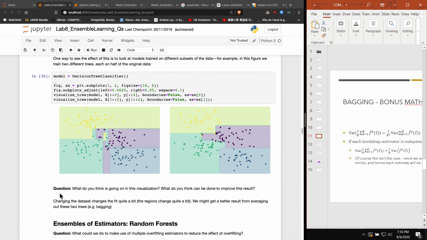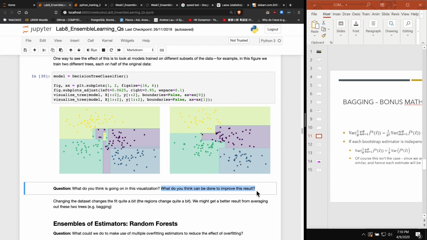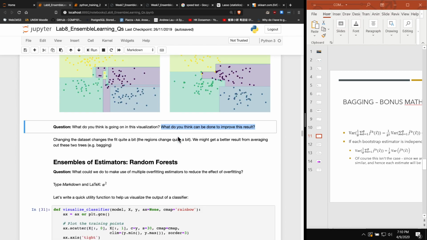So here's a question. Here's our decision tree, and one of the things we notice is that it's high variance, isn't it? You change the data set and the model changes heaps. What can we do to improve this result? Hint: bagging. Bagging, as we just talked about, is a way to decrease the variance of a model. Decision trees are notoriously high variance, so it's going to benefit quite a bit from something like bagging.